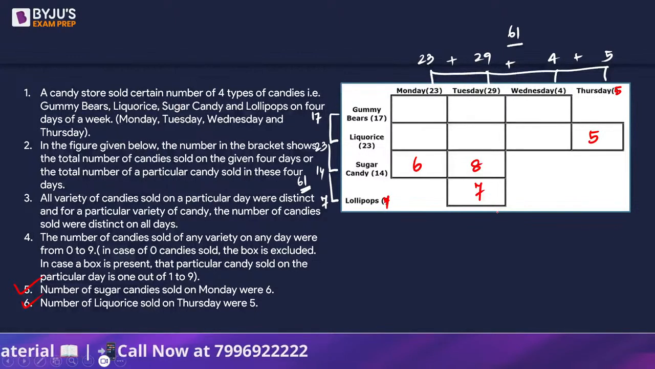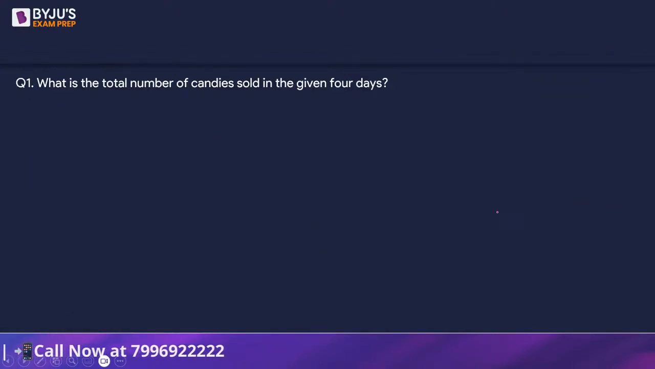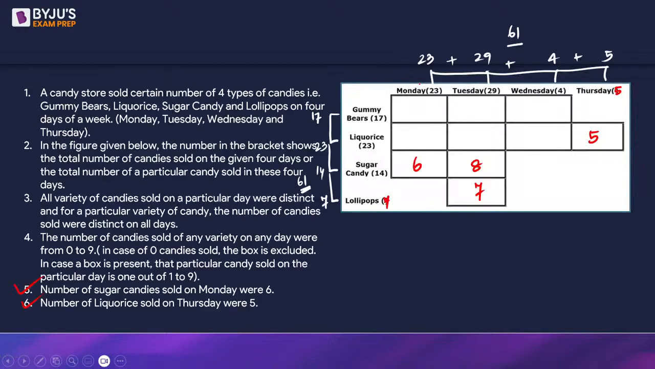So I believe we can solve the first question. What is the total number of candies sold in the given 4 days? The answer is going to be 61. Right? Okay, so this part was done. This was pretty easy one.